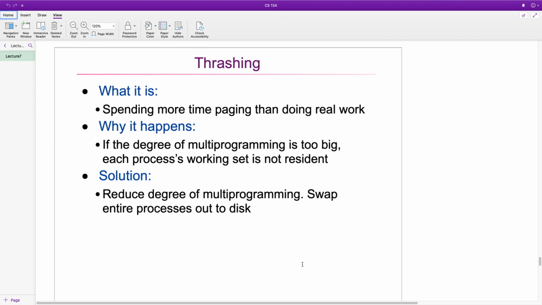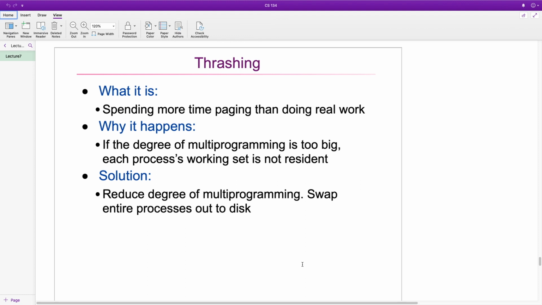So the problem is if you have too many programs running, it sounds fancier to say the degree of multi-programming is high. Each process's working set is not resident. The working set is the pages it actually needs right now and for the next little while. If it had those, it wouldn't be asking for more. If you can't fit your working set in memory, it's going to be asking for pages. So if there are too many programs, all with working sets too small, you're going to get this thrashing. So the solution is to kill some programs.